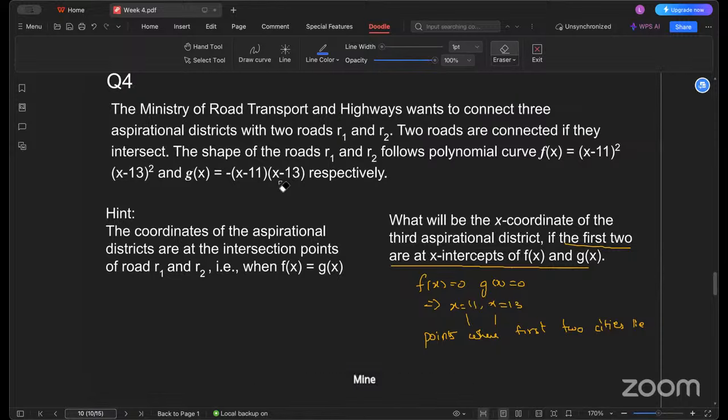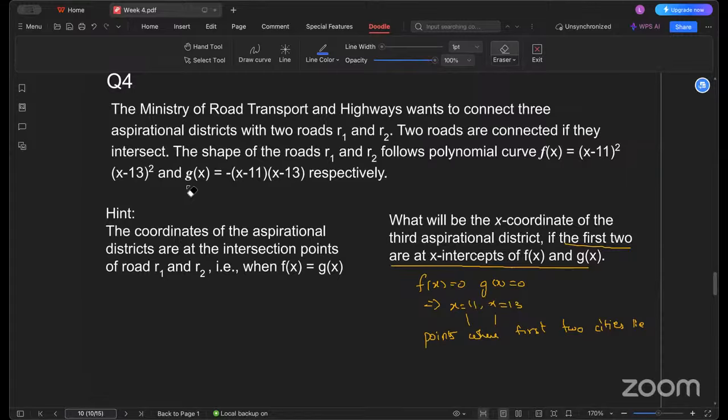Multiply by -1 so that it's negative. Now the end behavior will be reversed. As x goes to infinity, g of x will go to the negative side, and similarly for the other way around. Do you understand how to understand the end behavior? Yes, ma'am. Thank you.